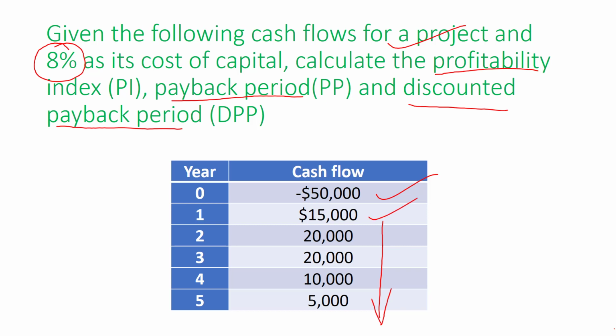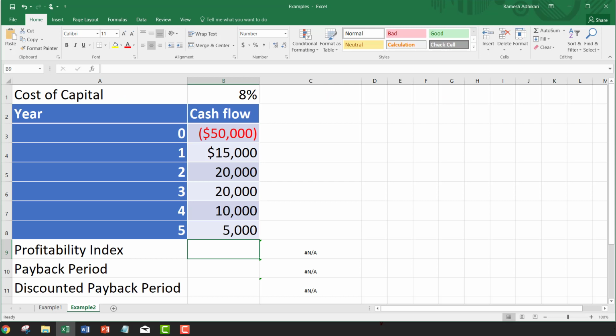15,000 in year 1, 20,000 in years 2 and 3, 10,000 in year 4, and 5,000 in year 5. So given this information, how do we compute the profitability index, payback period, and discounted payback period? Let's see how we can do this in Excel. And for saving time, I have already input this information here. The cost of capital is 8%.